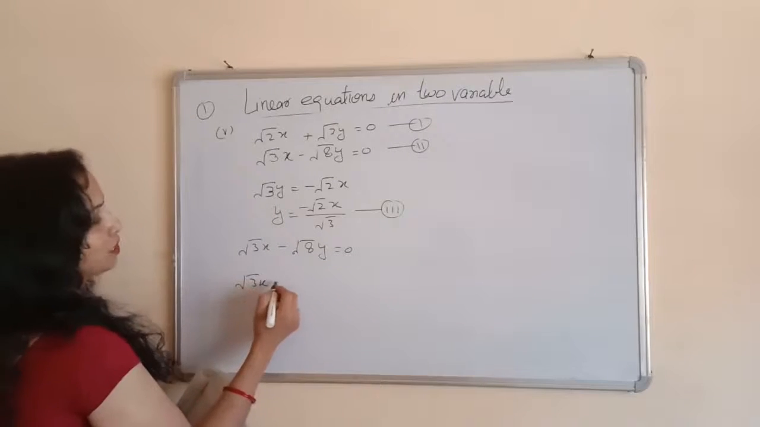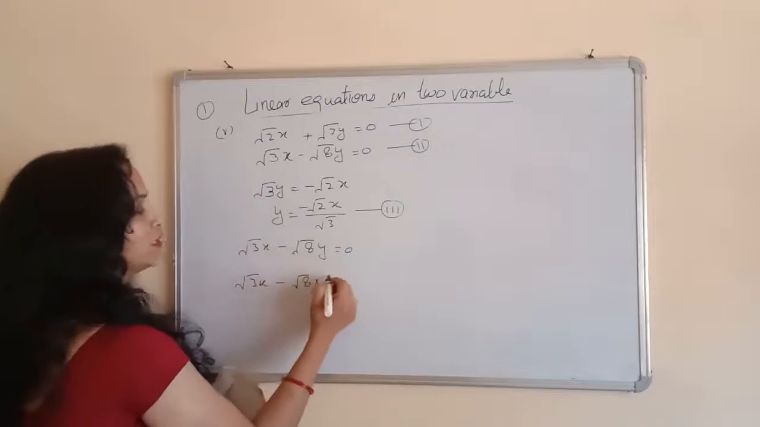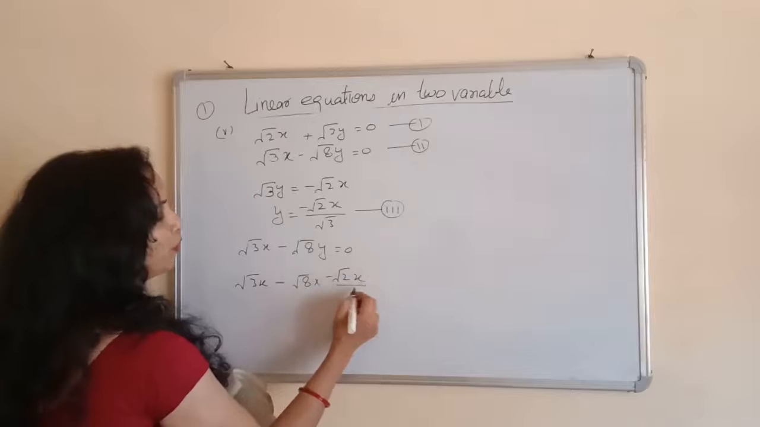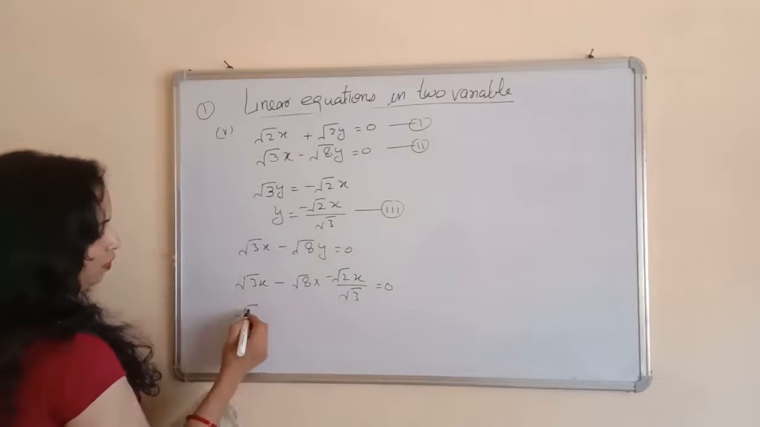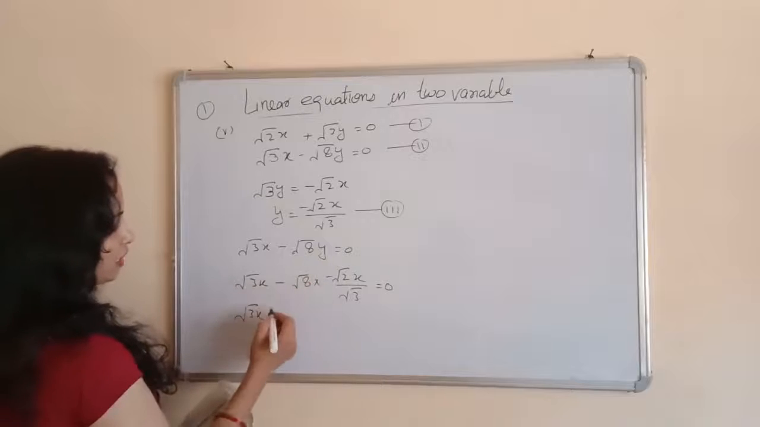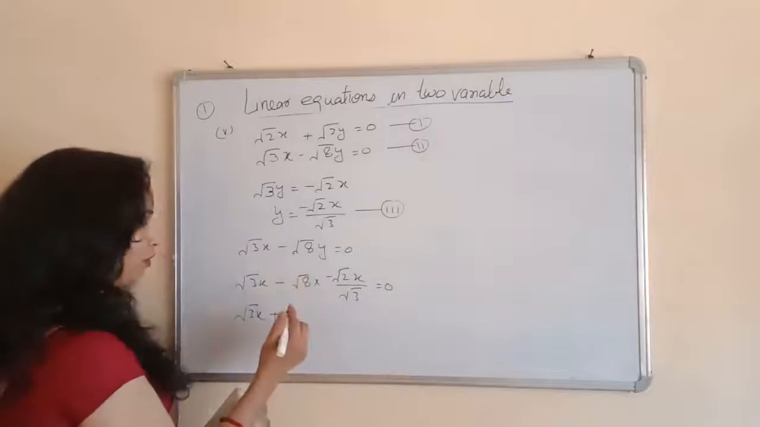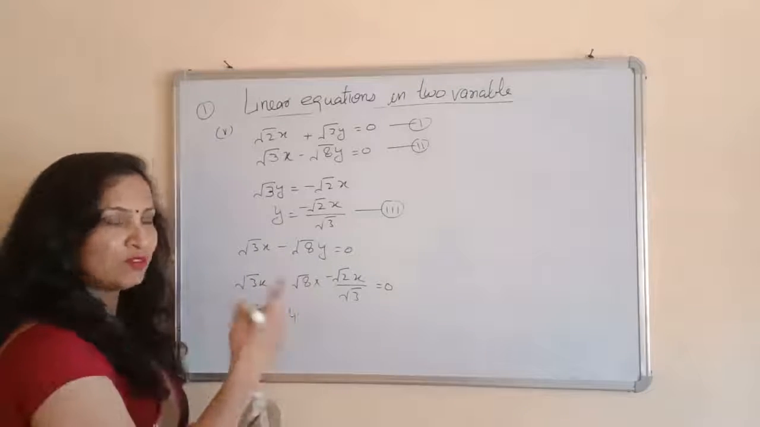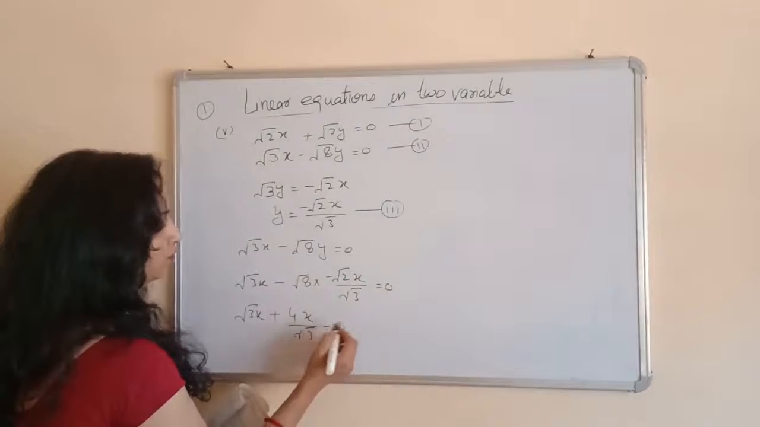So root 3x minus under root 8. In place of y we will write minus root 2 upon root 3, so it is equal to 0. The root 3x minus minus will become plus. Root 8 times root 2 will be root 16, and root 16 means 4. Right? 4 4s are 16. So 4x upon root 3 is equal to 0.